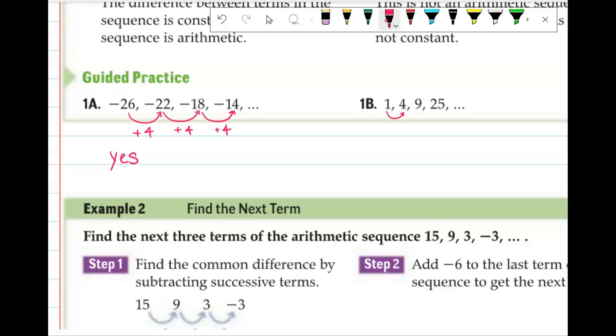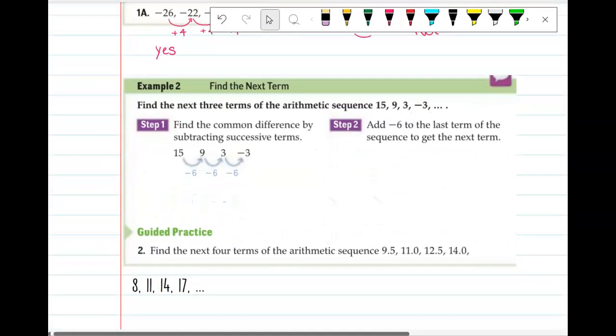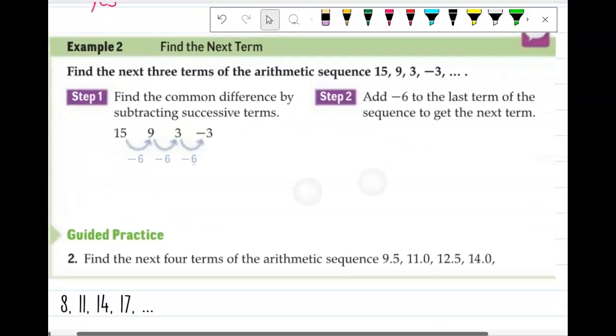Right here, we add 3. Then we add 5. Then we add 16. So this one clearly is not. We actually knew right there, going from 4 to 9, when we did not add 3. So this one is not an arithmetic sequence. We can look at patterns and use this common difference to find the next 3 terms of an arithmetic sequence.